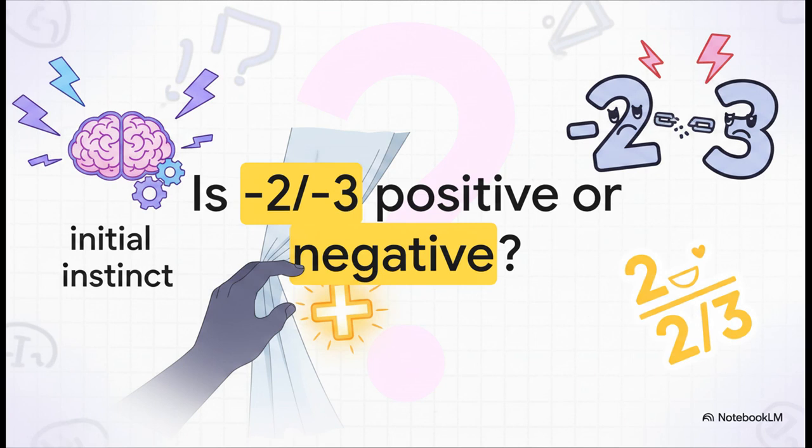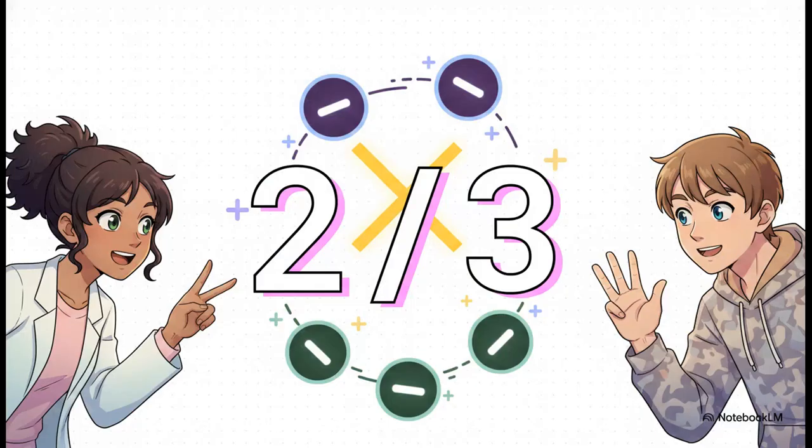But wait, what about the second half of that definition? Let's test this out with a little mini mystery. Think about the fraction -2 over -3. At first glance, with those glaring minus signs staring right back at you, does that feel positive or negative? I mean, your initial instinct probably screams negative purely because of what your eyes are seeing. But here is the real plot twist. Those negative signs actually cancel each other out completely, making it a positive in disguise.